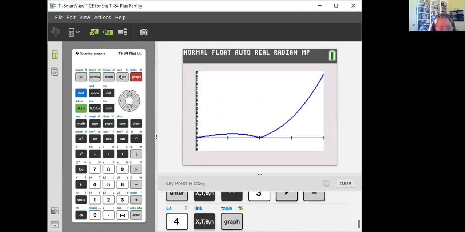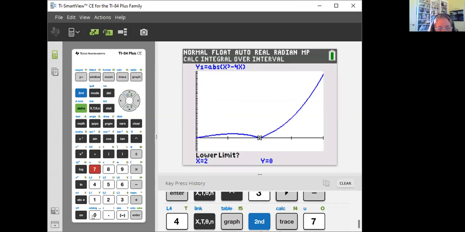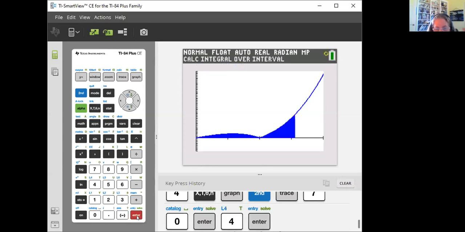All right, so second, trace, and we're going to integrate, and we're going to start at 0 now and go to 4 for the upper limit. And it should give me 40, right? That was the area under the curve. So if they want the area between the function and the x-axis, feel free to just take the absolute value of it. You don't have to graph it.